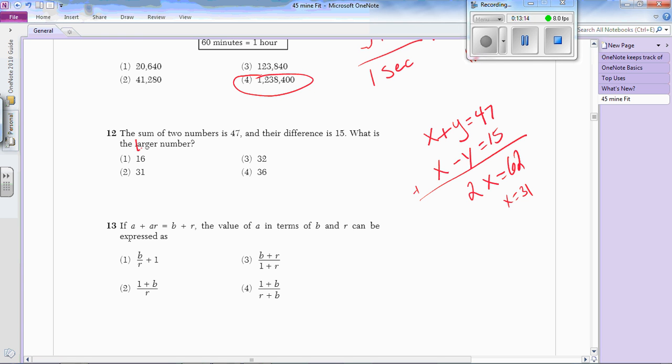Or I could just say this is the larger number. What would the smaller number be? Well, if this is the larger number, 31, the smaller number would have to be 16 to add up to 47. And now I'm working backwards. Remember, I'm going to work backwards. 31 plus 16 is 47. And if I subtract those, I also get 15. So the answer is 2.